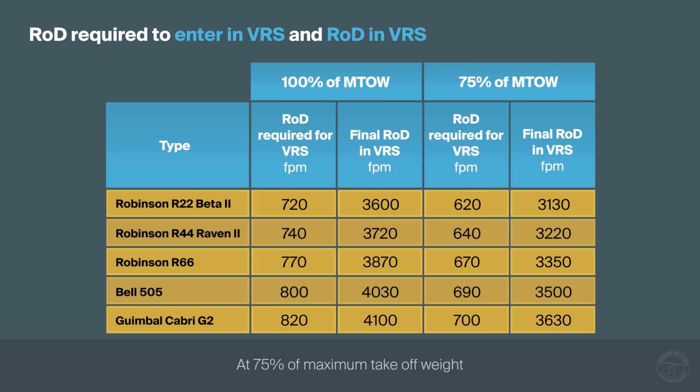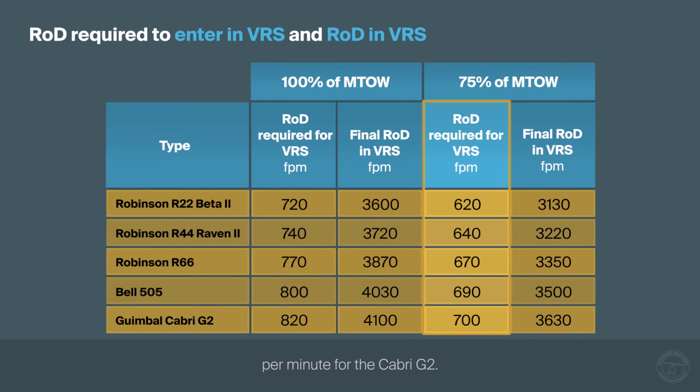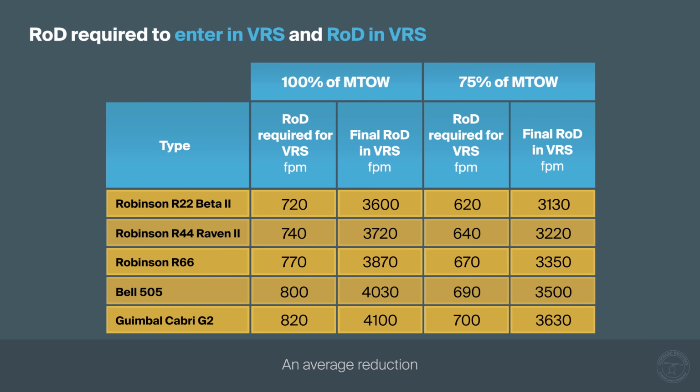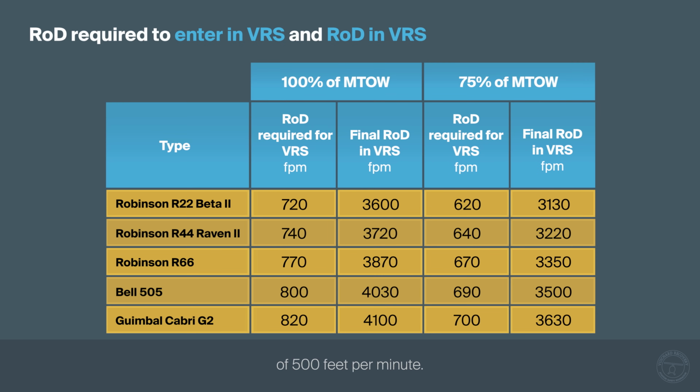At 75% of maximum takeoff weight, the rate required to enter a VRS varies from 620 for the R-22 to 700 feet per minute for the Cabri G2. An average reduction in the rate of descent of 100 feet per minute. The final rate of descent varies from 3,130 feet per minute for the R-22 to 3,630 feet per minute for the Cabri G2. An average reduction in rate of descent of 500 feet per minute.